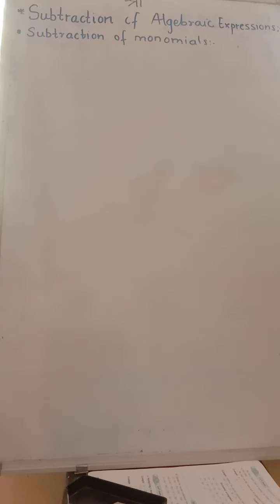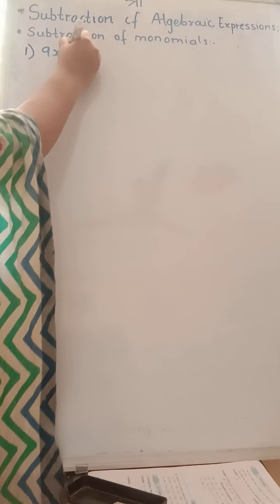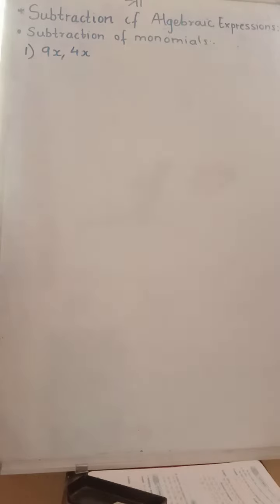Here we'll begin with the next point, that is subtraction of algebraic expression. In that, first we are going to study how to subtract the monomials. So I'll take the first example, that is 9x and 4x. Children, are they monomials? Yes, one term, so they are monomials. If you see their variables are same, means we are able to subtract them.